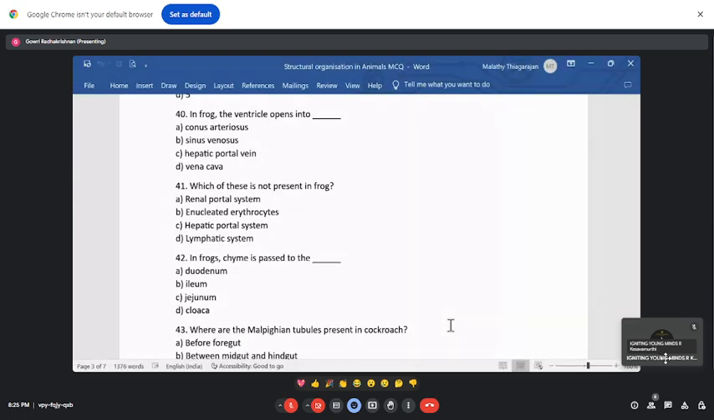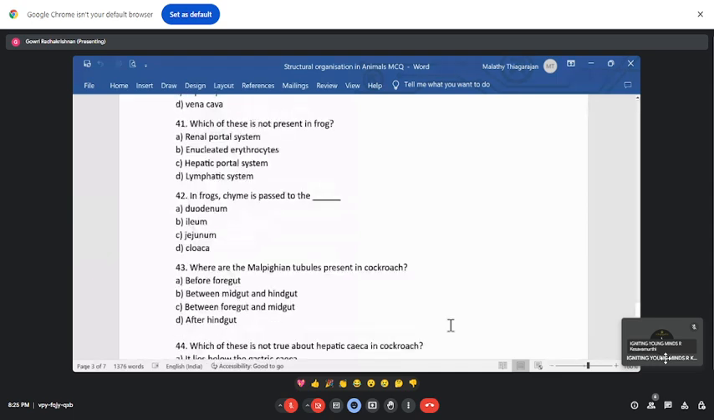Conus arteriosus. Okay, option A. That is the correct answer. Question 41: Which of these is not present in frog?